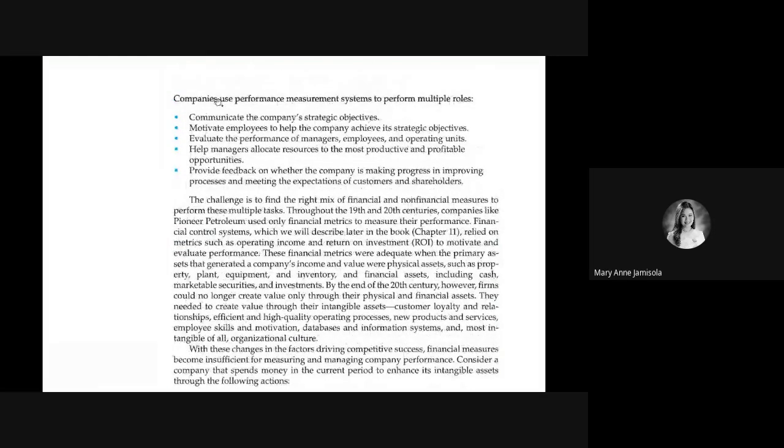Okay, here it was discussed why companies use performance measurement systems. But I think it's already clear in our minds why we do performance management systems. In here, the list is not exclusive, meaning these are not all the reasons why we do performance measurement systems. But in essence, we want to link the management's goals, missions, and objectives to the activities done by our employees.